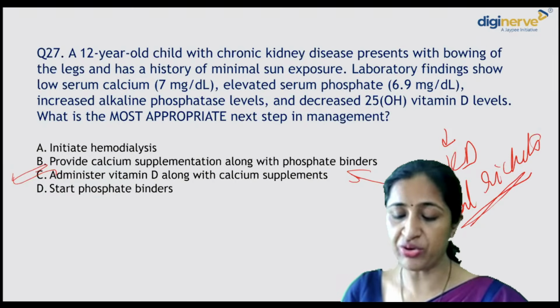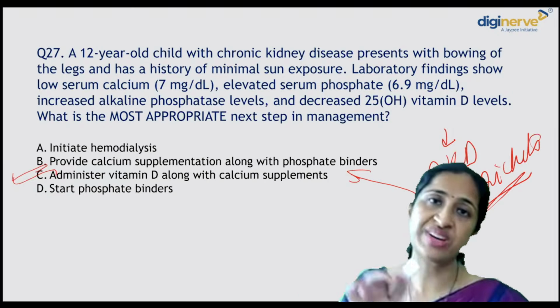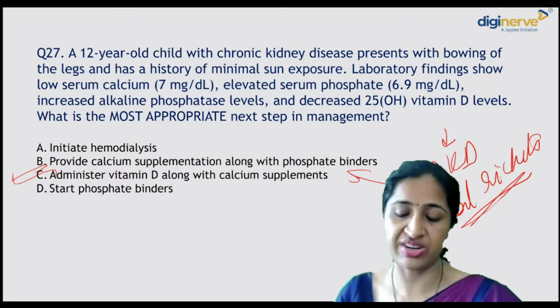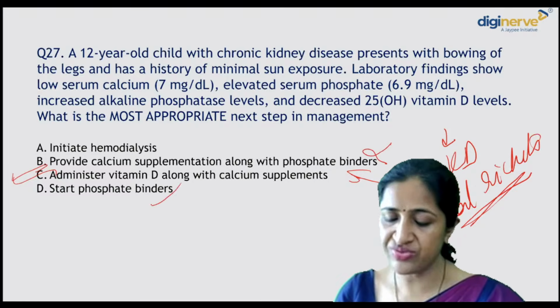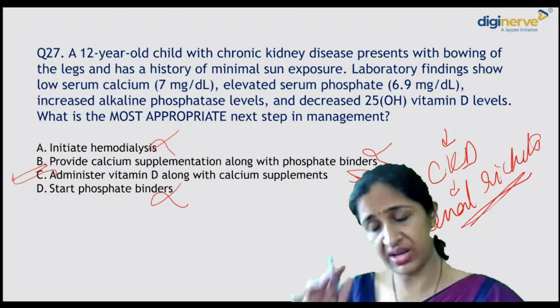Now remember, phosphate binders are not going to treat this child's rickets. Phosphate binders may take care of the phosphate but will not correct the bowing of the legs and treat the rickets. That is why those phosphate binder answers were wrong. Hemodialysis will only take out more vitamin D until you supplement.